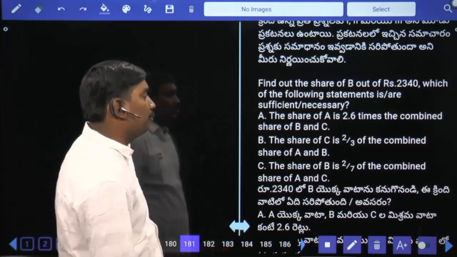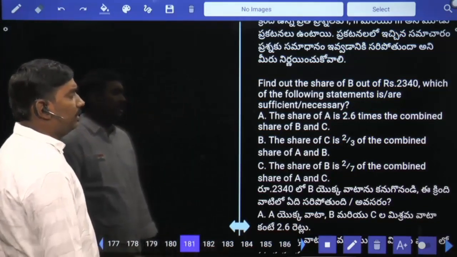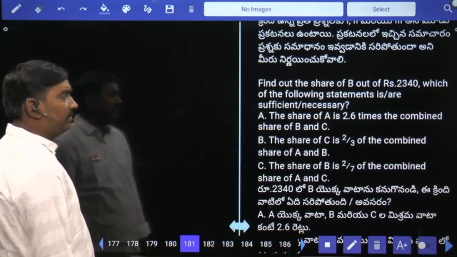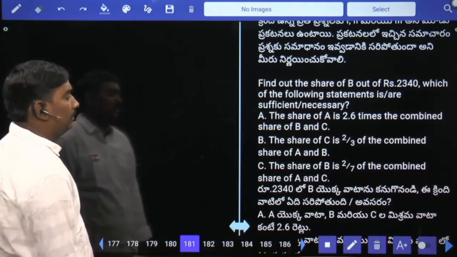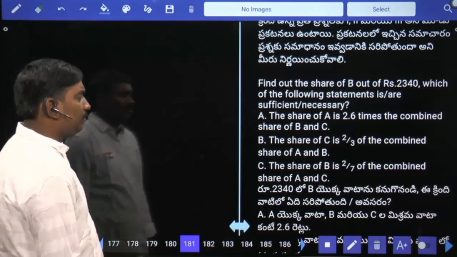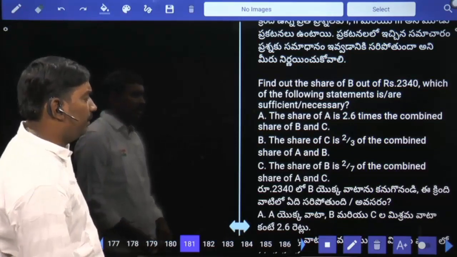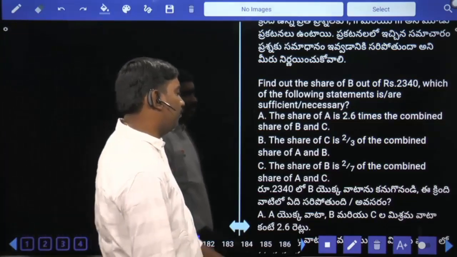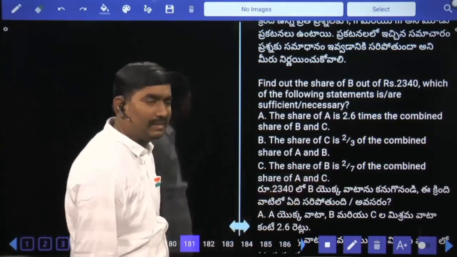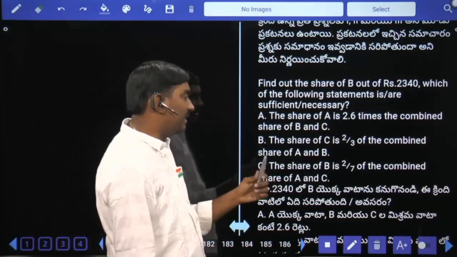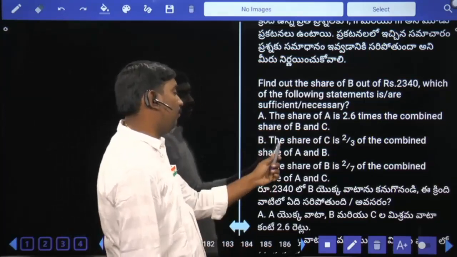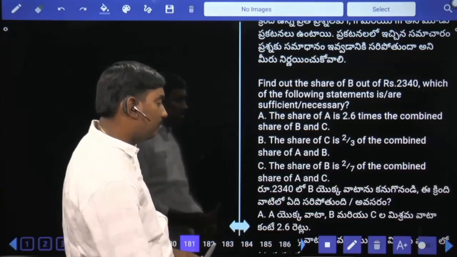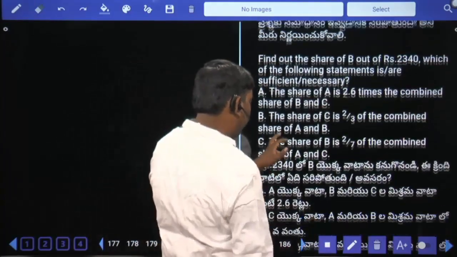Share of A is 2.6 times the combined share of B and C. No, from that you will get only A's value. Share of C is 2/3 of the combined share of A and B. From this you will get C's value. Share of B is 2/7 of the combined share of A and C. The third statement alone can give the answer, or else 1 and 2 together can also give the answer.